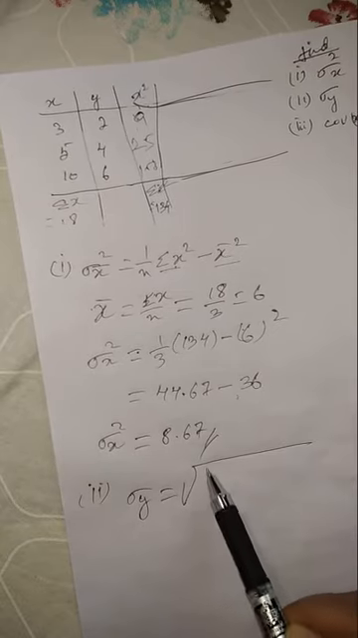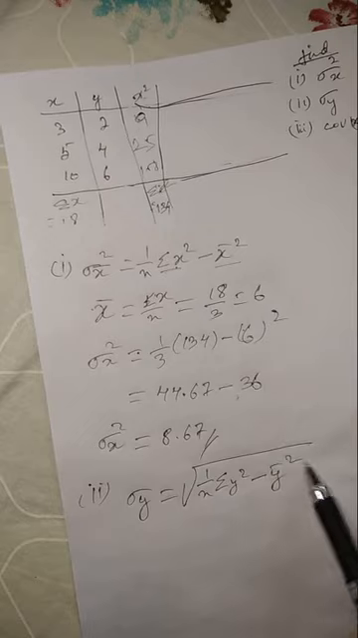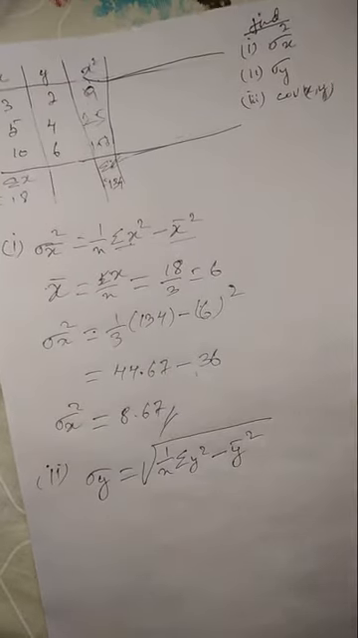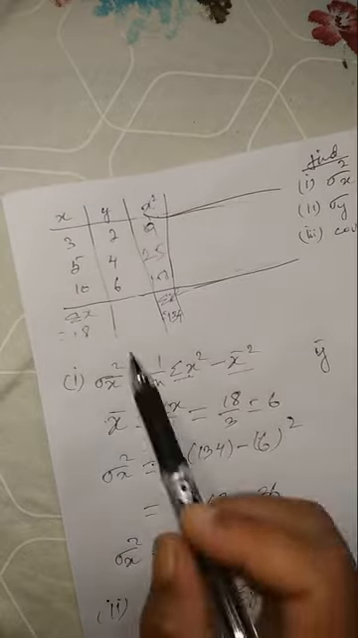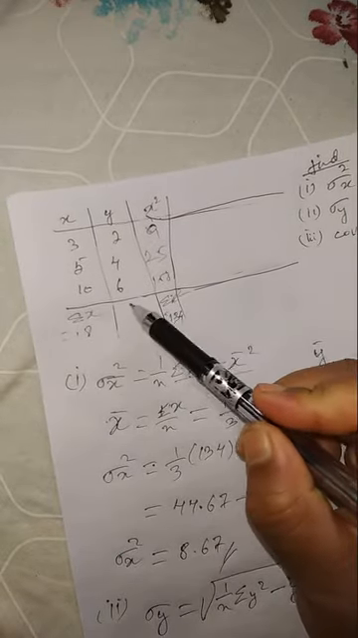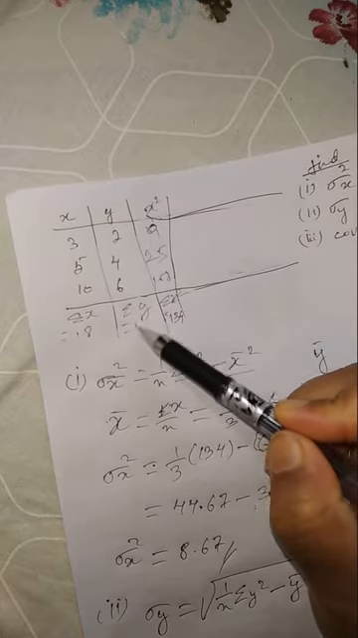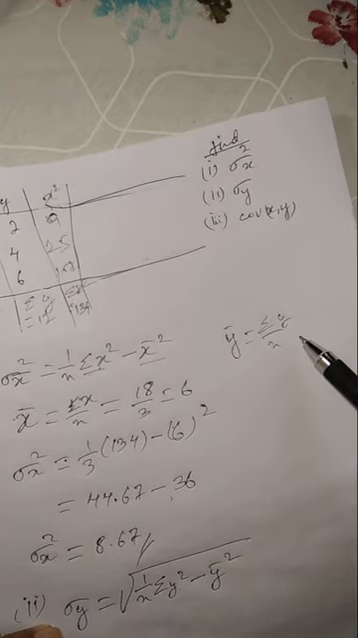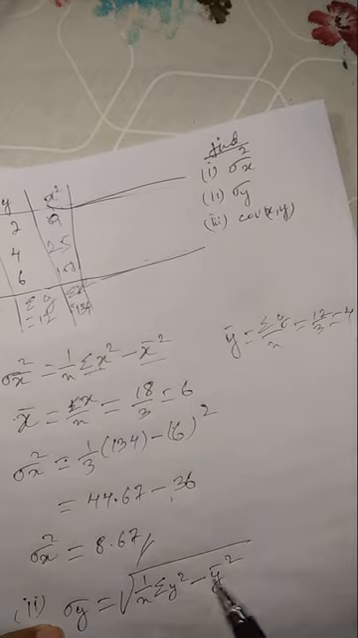Okay, so now question number 2 is to find the standard deviation of y. So we know the formula: 1 by n summation y square minus y bar square. Okay, so we need y square. Let us calculate y bar here. That means first we have to calculate summation y. Summation y is equal to 12, isn't it? So y bar will be equal to summation y by n, which is 12 by 3, which is equal to 4. So now we got y bar.